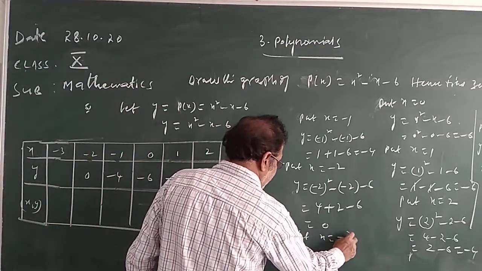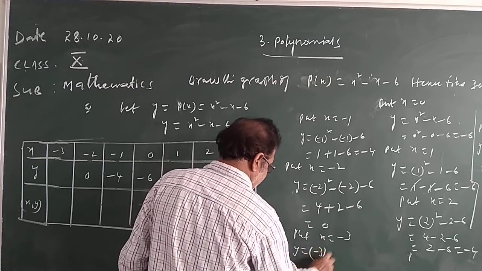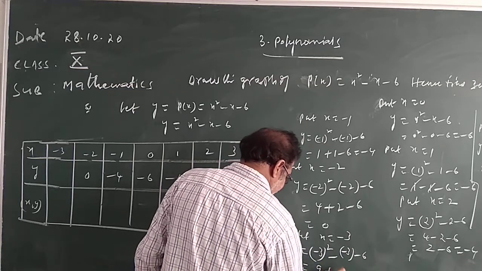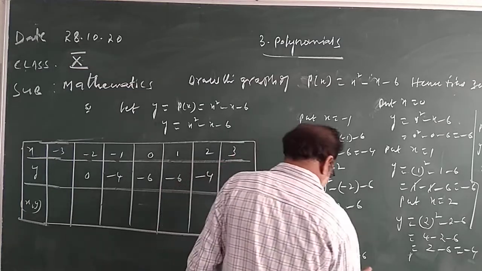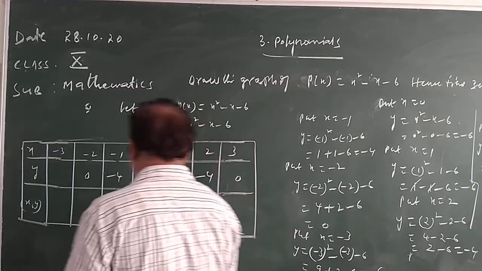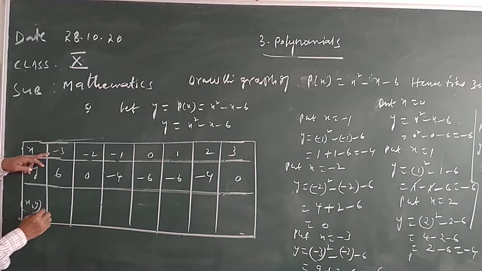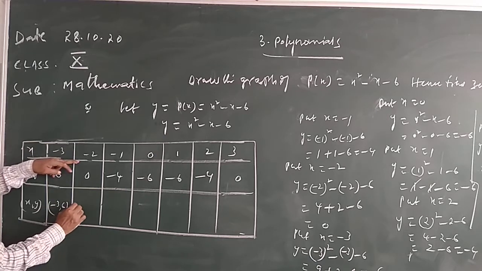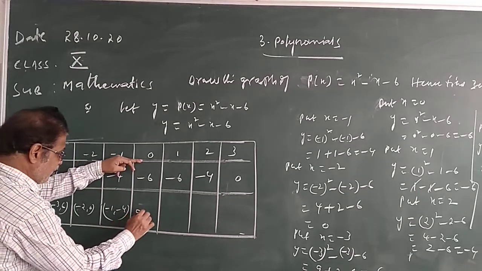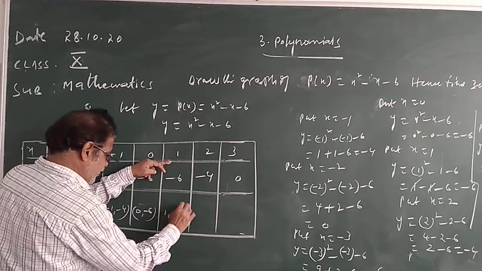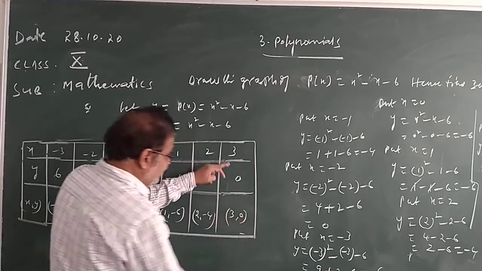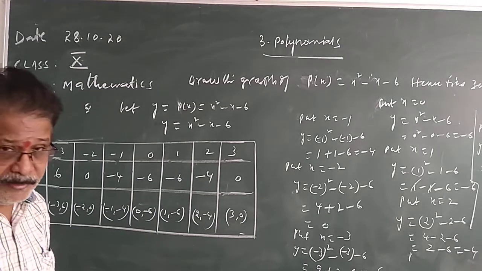Now x is equal to minus 3. Put x is equal to minus 3. y is equal to minus 3 square minus minus 3 minus 6, which is 9 plus 3, 12, 12 minus 6, 6. So x minus 3, y 6; x minus 2, y 0; x minus 1, y minus 4; x 0, y minus 6; x 1, y minus 6; x 2, y minus 4; x 3, y 0. This all you plot on the graph sheet.